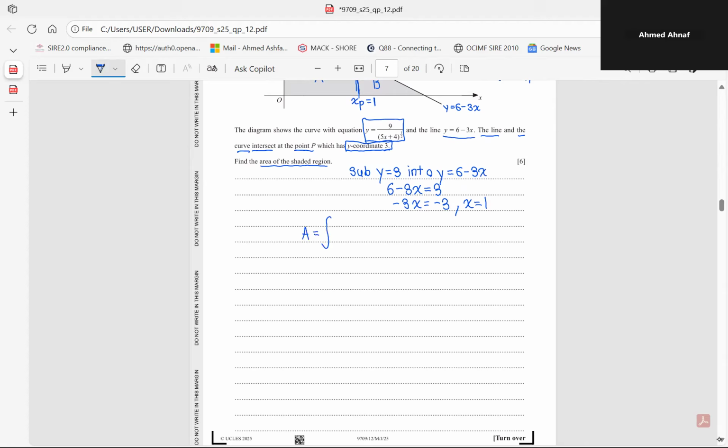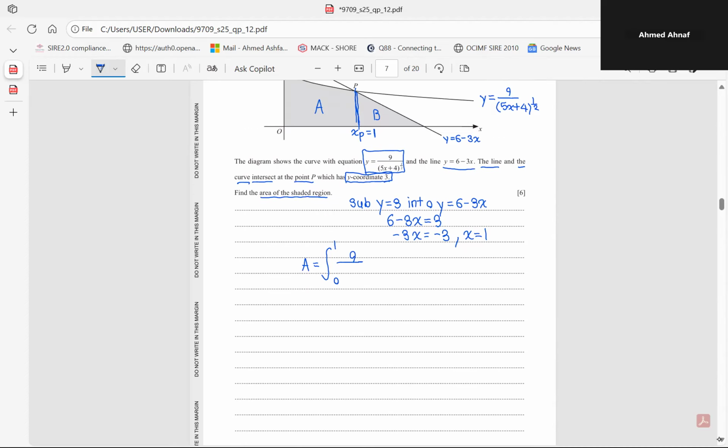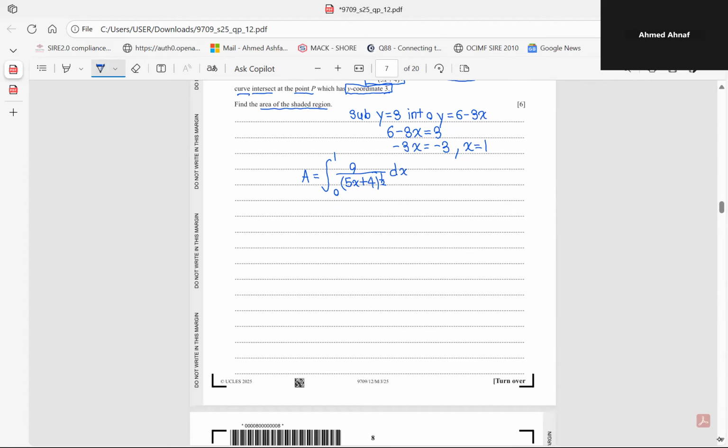So that would be, the limits will be 1 and 0, and we have to integrate this function right here. So 9 over (5x plus 4) to the power of half with respect to x. Okay, first of all, in order to make this simpler, we're going to take out the constant term, 9, and keep it outside the integral.